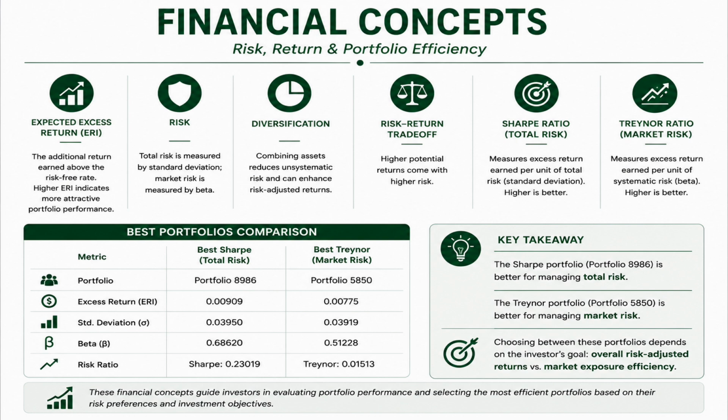Our highest Sharpe portfolio, Portfolio 8986, achieved a Sharpe ratio of approximately 0.230. The highest Treynor portfolio, Portfolio 5850, achieved a Treynor ratio of approximately 0.015. These metrics allowed us to identify portfolios that deliver the strongest risk-adjusted returns rather than simply the highest raw returns.